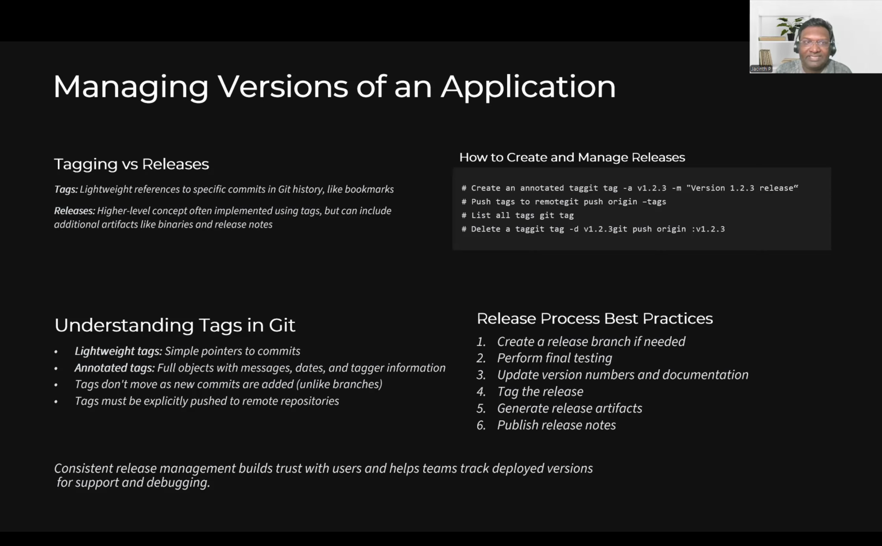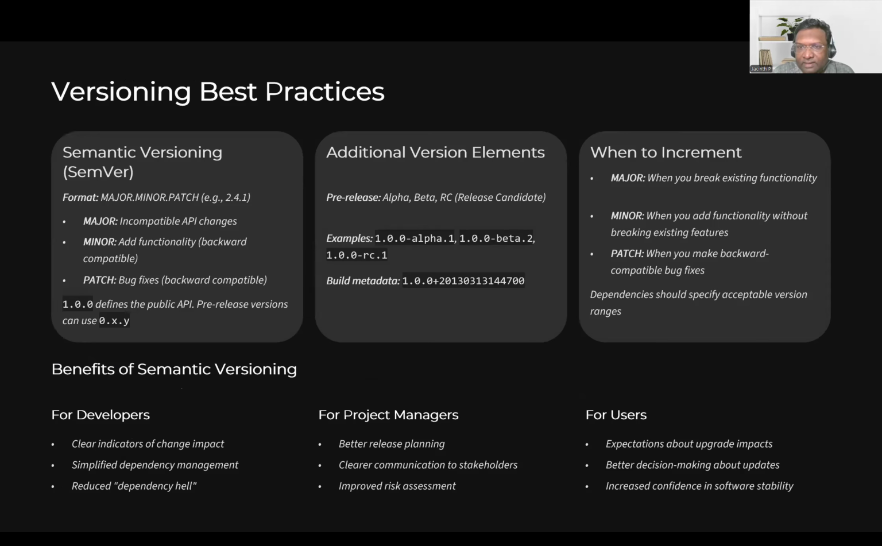Some of the best practices for versioning, specifically semantic versioning. You'll probably have seen numbers like 2.4.1. Here's what they mean. Major: big changes that break compatibility. Minor releases mean new features which are backward compatible. Patches are bug fixes, also backward compatible.